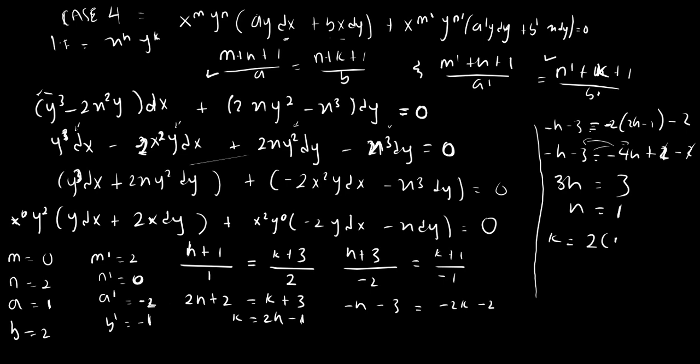So this is 2 times 1 minus 1, and our k is equal to 1 as well. Now, don't forget, our integrating factor is equal to x to the power of h, y to the power of k. Our integrating factor for this question is going to be x to the power of 1, y to the power of 1. So our integrating factor is going to be equal to xy. Very, very simple. So this is how we get it.